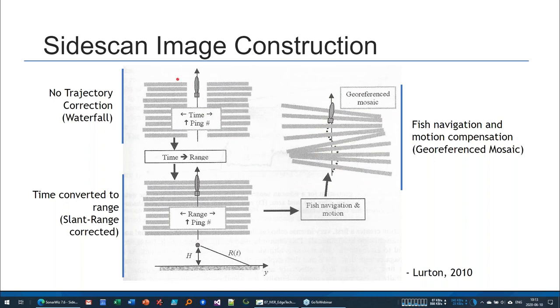We often get this question: it looks so good in the waterfall, but when we look in our mosaic, it looks kind of messy. The reason is that if your fish isn't towed smoothly at a nice steady speed with a nice clean line through the water, what you're actually shooting is twisting and turning like this, and it can cause problems with your mosaic.